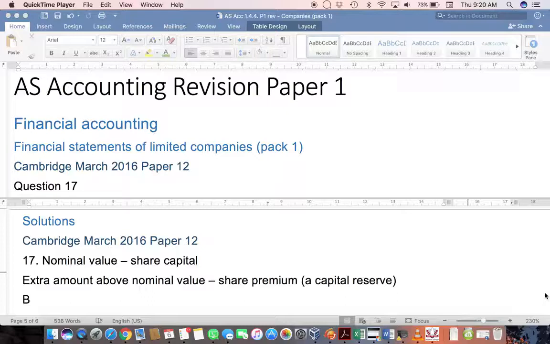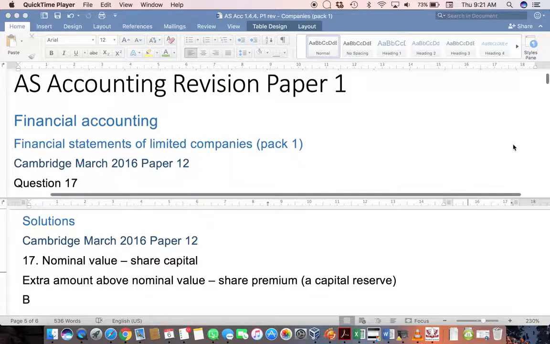Do some multiple choice questions on financial statements of limited companies. These are also taken from past papers, and we'll start with the March 2016 paper 1-2, question 17.